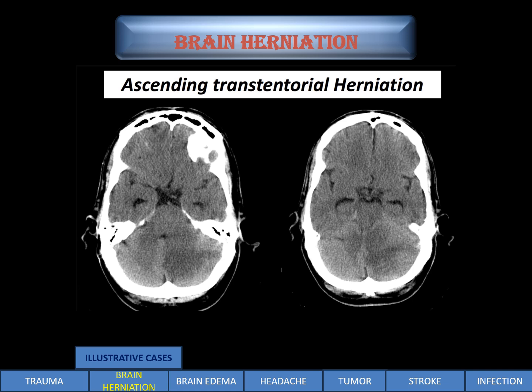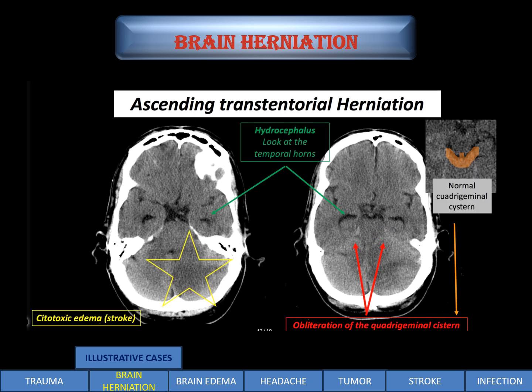Ascending transtentorial herniation. Here we are able to see that the entire superior cerebellum, because of an infarct, is pushing and trying to come out through the tentorium cerebelli. So this is a stroke, pointed out as a cytotoxic edema, which appears in the star-shaped area. This is obliteration of the quadrigeminal system. This is the finding that we see in case of an ascending transtentorial herniation.